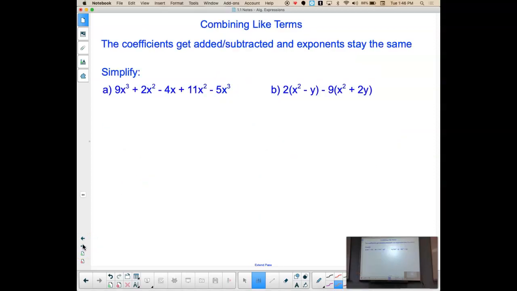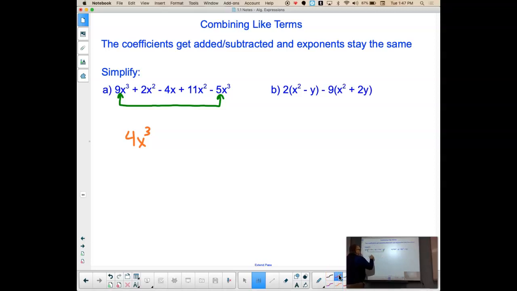Last topic for today, combining like terms. Okay. The coefficients get added or subtracted, but everything else stays the same. So we have to look for terms that are exactly alike. So I'm looking for any other cubic terms. Well, the other cubic term is there. Okay? So 9x cubed minus 5x cubed means that I only have 4x cubed. If I've got 9 pencils and you take 5 away, I only got 4 pencils left.